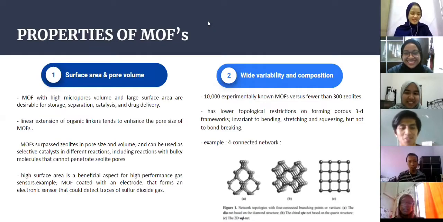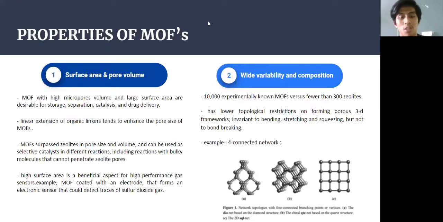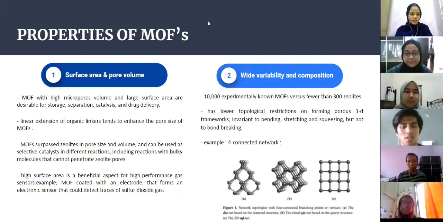Okay, next I will explain the properties of metal organic framework. Metal organic framework is widely used due to its promising properties in various applications. The first advantage of MOF is that it has higher surface area and more volume compared to other materials used for the same applications such as zeolites, where MOF with high micropore volume and large surface area are desirable for storage, separation, catalysis, and drug delivery. And the pore size and the surface area of MOF can be increased by linear extension or elimination of the organic linkers.